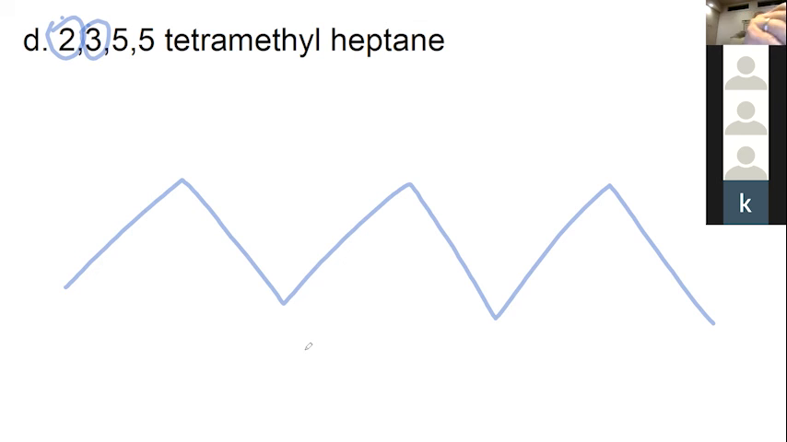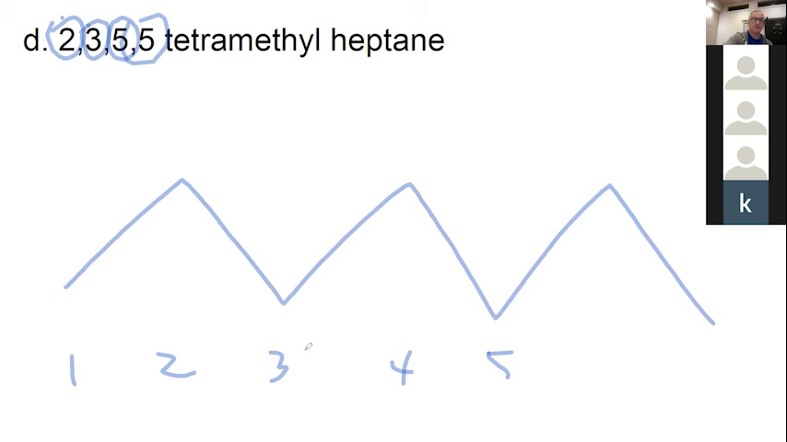2, right. That's why we have the 5 twice, because it tells you that 5 has 2 substitutions. So if I go 1, 2, 3, 4, 5, 2 is going to have what substitution? Methyl. It's going to have a methyl group.